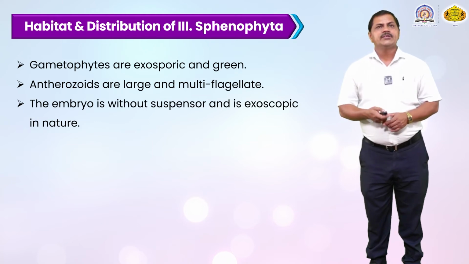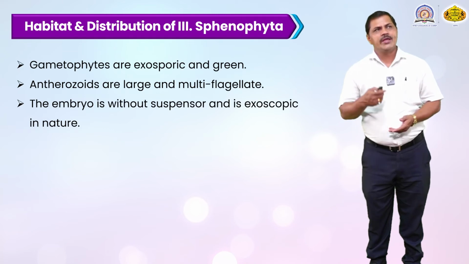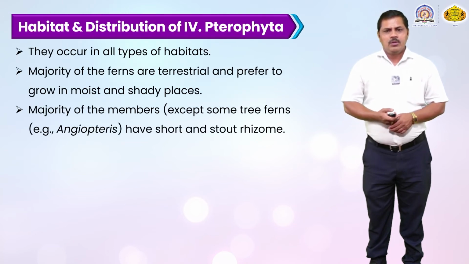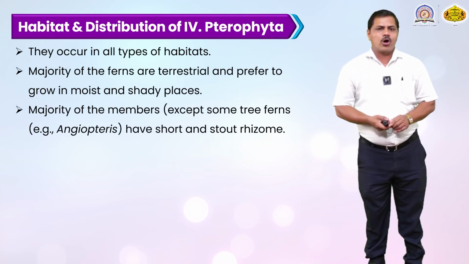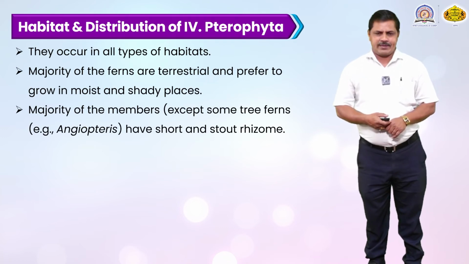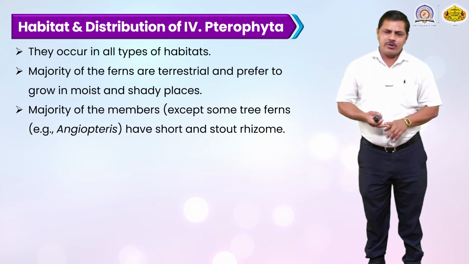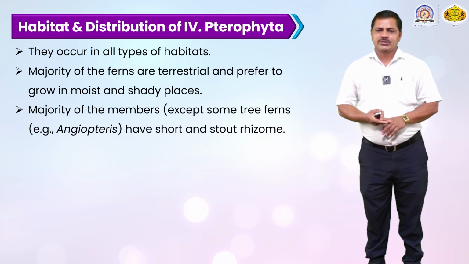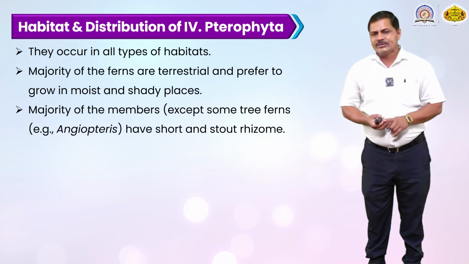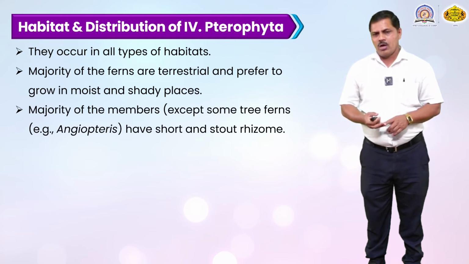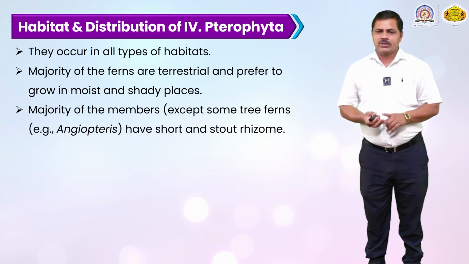Embryo without suspension, and there is also exposure. Then another group, the fourth, is the Pterophyta. They occur in all types of habitat. Majority of the ferns are terrestrial, preferring to grow in moist and shady places, but in this group they also occur in water, on the surface of the soil, in shady places, and in moist places.